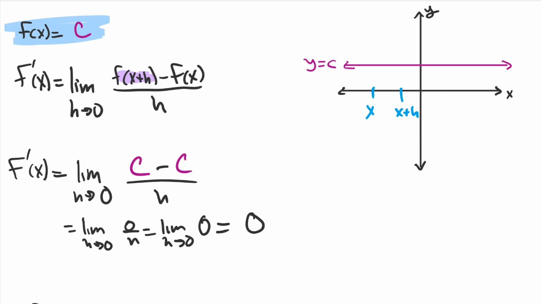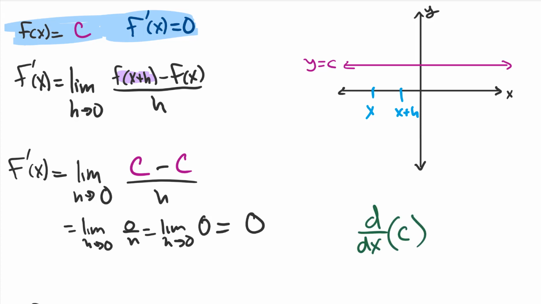So there we have it. And I'm going to write this in Leibniz. Well, first, I'm just going to write it up here. f prime of x is equal to 0. So if you have a constant, its derivative is 0. But I'm going to write it a little differently. This is Leibniz notation. The next one I'll show it as well. We write it as the derivative of a constant is equal to 0. That's how I just wrote both of these things.